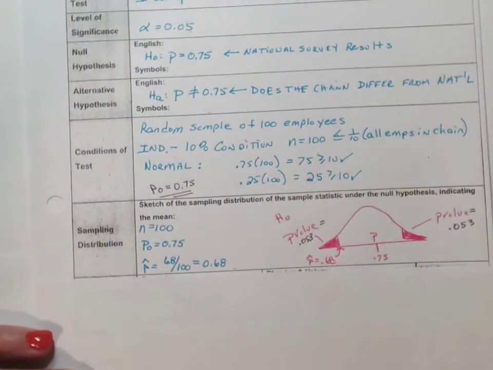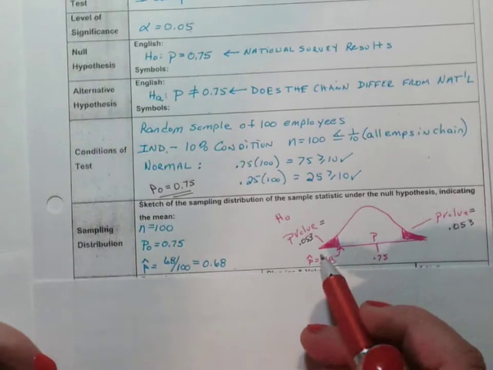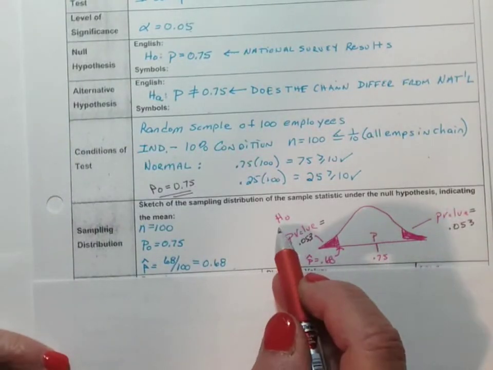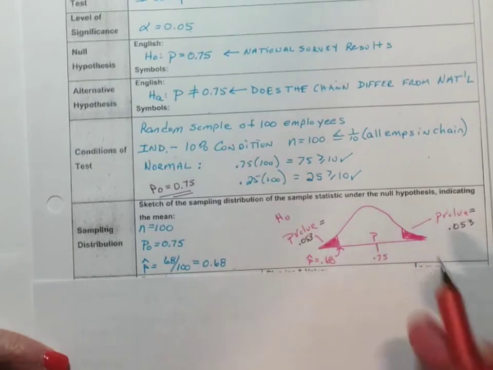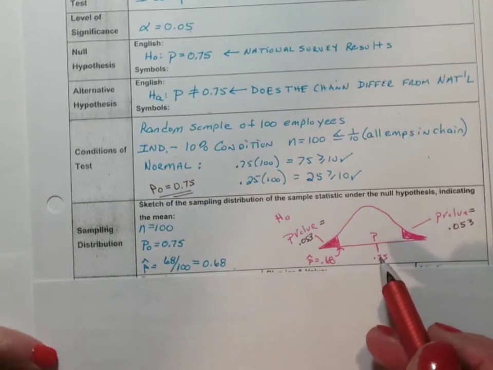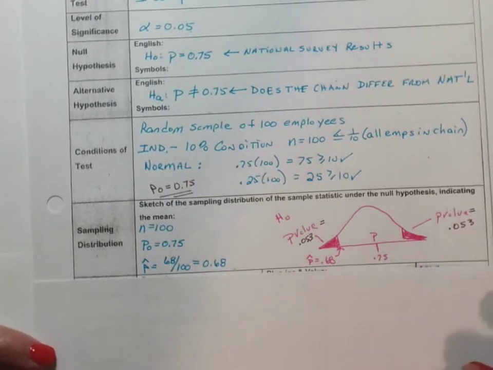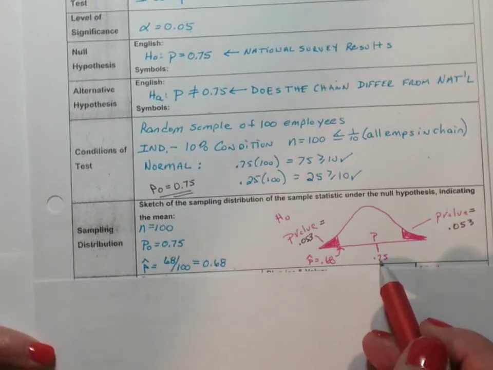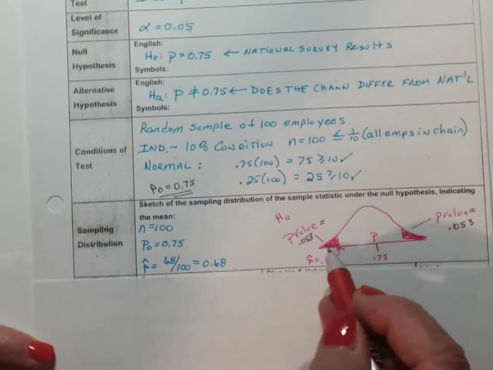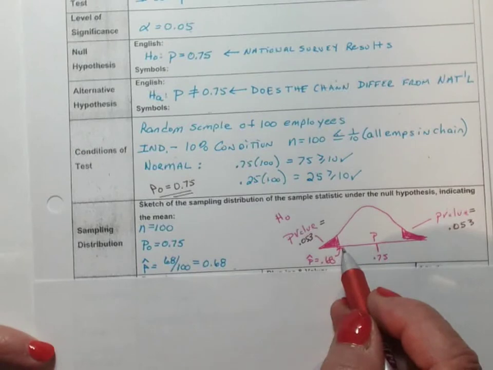Welcome back. So we want to sketch the curve for the null hypothesis, a two-tailed test. And in the two-tailed test, we have p in the middle. Okay, that's 0.75. That's our population parameter. And our p hat, 0.68, is on the lower end of this two-tailed test.